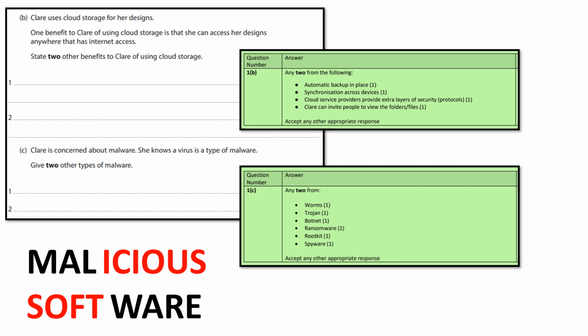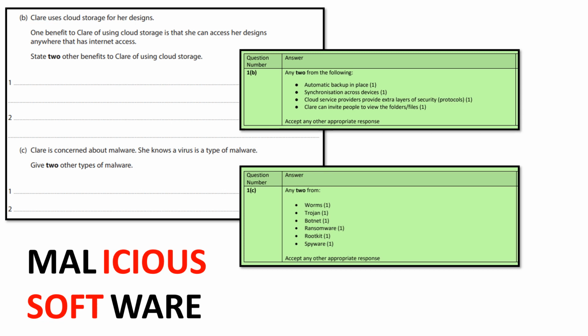So this is the mark scheme for question 1B and C. For question 1B, for the benefits of cloud storage, you're allowed to say anything about automatic backup, synchronization across devices, cloud service providers adding extra security, and that you can invite people to view the folders or files. It says you can accept any other appropriate response. So as long as you haven't put something to do with accessing anywhere, then you can get the marks. The most common statements that people put in would probably be an automatic backup and extra security.